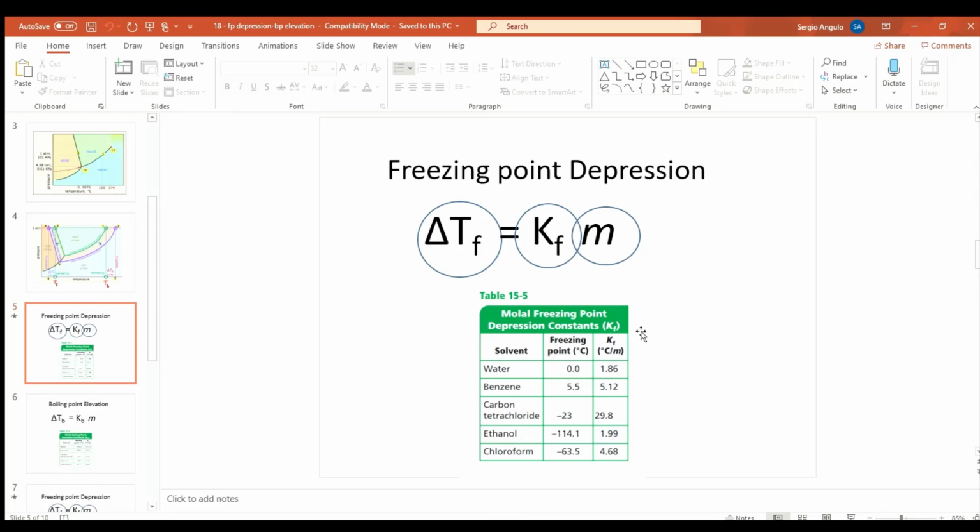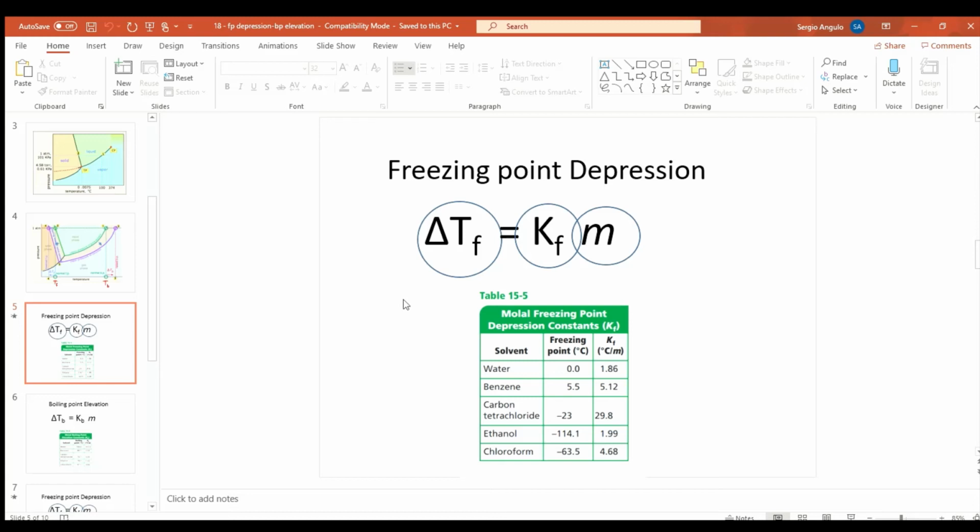And once again, remember that this is for the solvent in the solution, not the solute. So you're going to get the KF for the solvent, you're going to multiply it by the molality, and that's going to give you your freezing point depression. Okay, pretty simple equation to use.